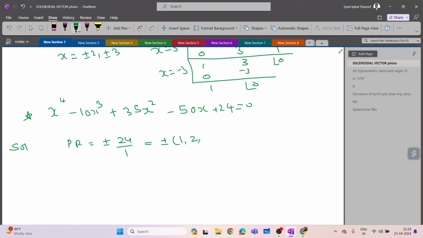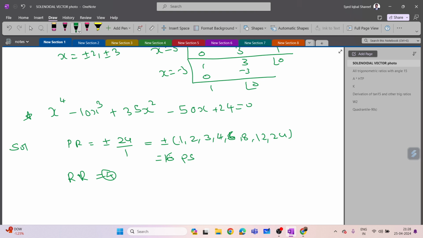1, 2, 3; 8 3s are 24, 4 6s are 24, 6 4s are 24, 8 3s are 24, 12 2s are 24 and 24 itself. So plus or minus 1, 2, 3, 4, 6, 8, 12, 24. 16 possible roots are there. 16 possible roots. But what are the required roots? We want only 4.